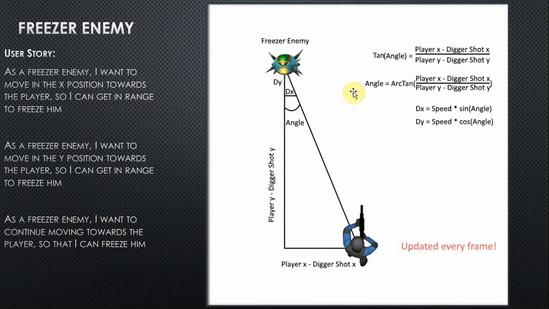Similar to the digger shot, the freezer enemy uses the same trigonometry to locate the player, but unlike the digger shot, the X position and Y position of the player are updated every frame, so he follows the player no matter where the player moves. This keeps him going in the right X position, Y position, and he always continues moving towards the player.